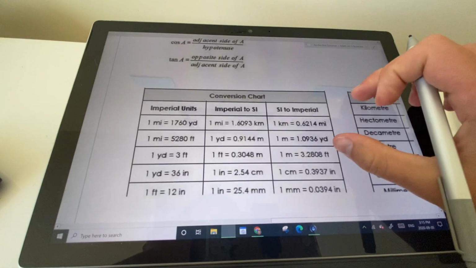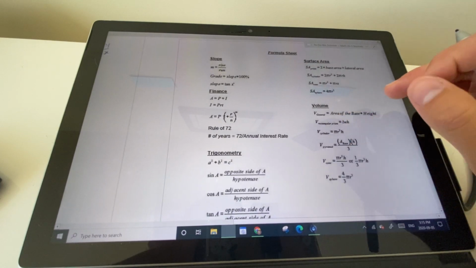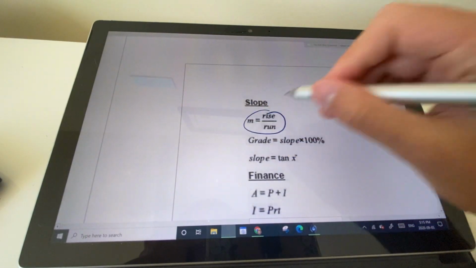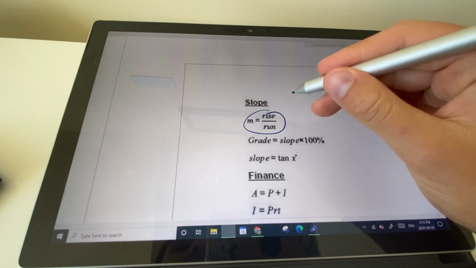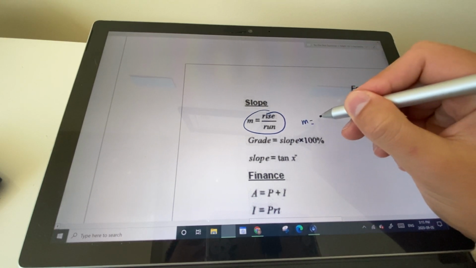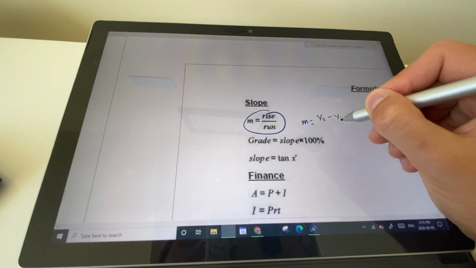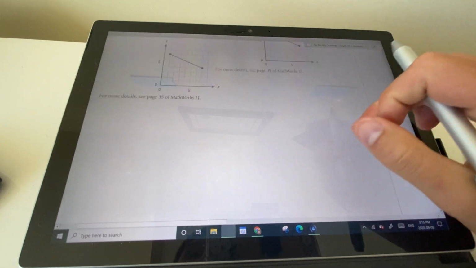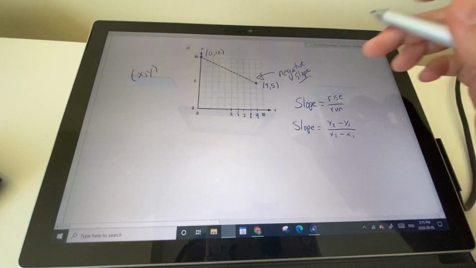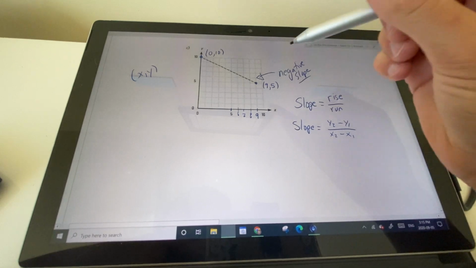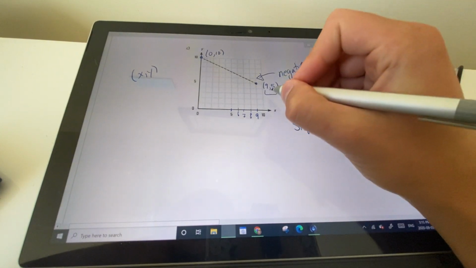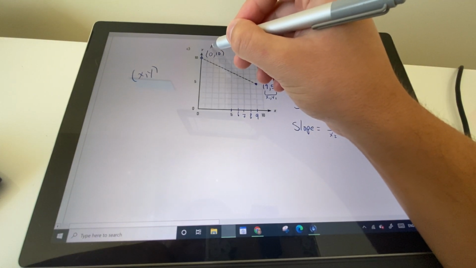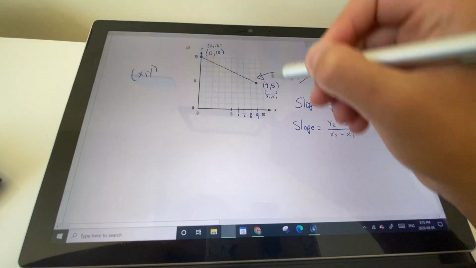I don't actually know if this is on your formula sheet. Let's check if it is. It's not specifically on your formula sheet, but it is tied to this. So on your formula sheet, you might want to write m also equals y2 minus y1 over x2 minus x1, because that's something you might see in your take-home exams. Now, again, we're back to trying to calculate the slope. Well, let's make these coordinate points. Let's make this x1 and y1. Let's make this x2 and y2.